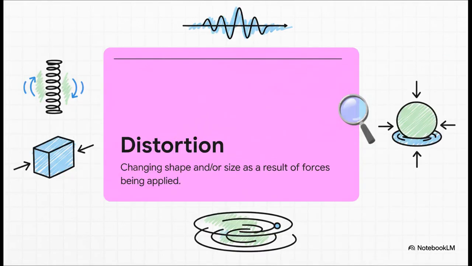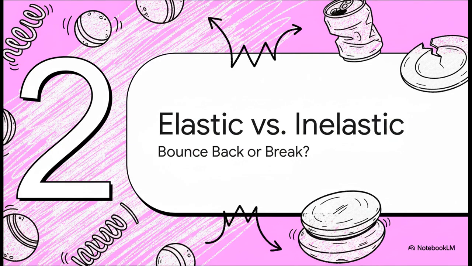And you know, there's a scientific term for all this bending, stretching, and squashing. It's called distortion. It's just the official word for any change in shape or size that happens because forces were applied to it. Okay, so once an object gets distorted, it can really only go down one of two paths. This is where we get into that crucial difference between things that bounce back and things that, well, don't.